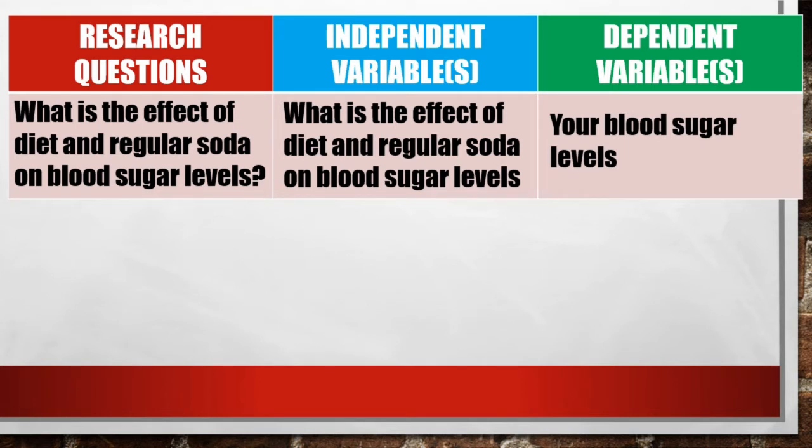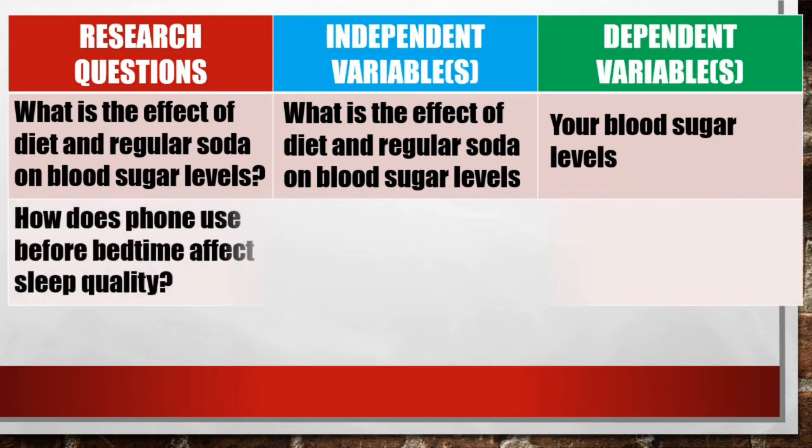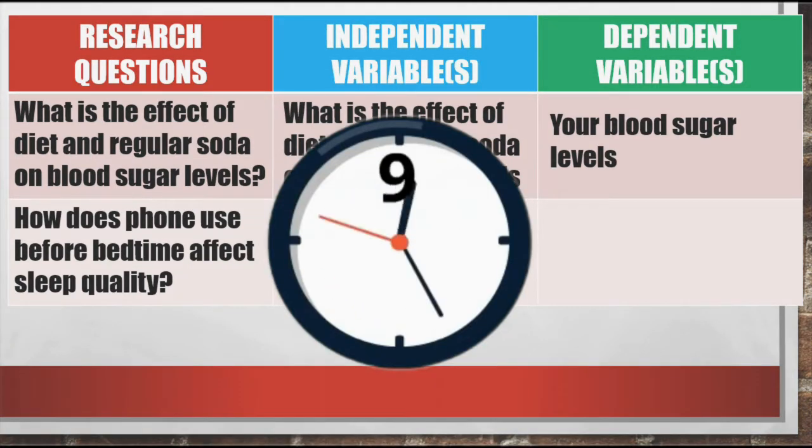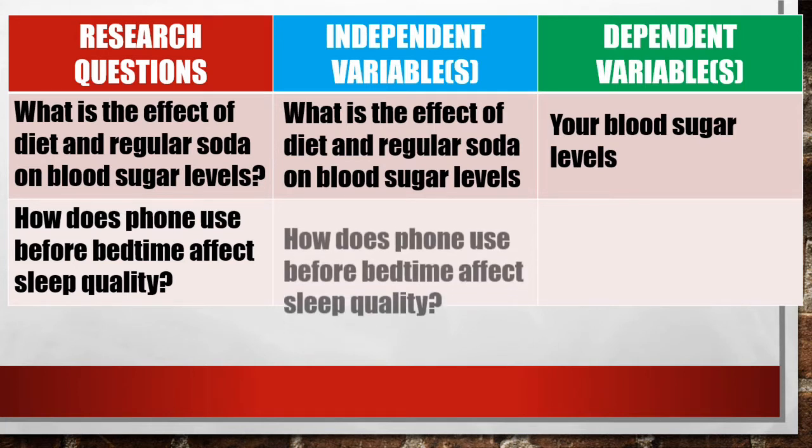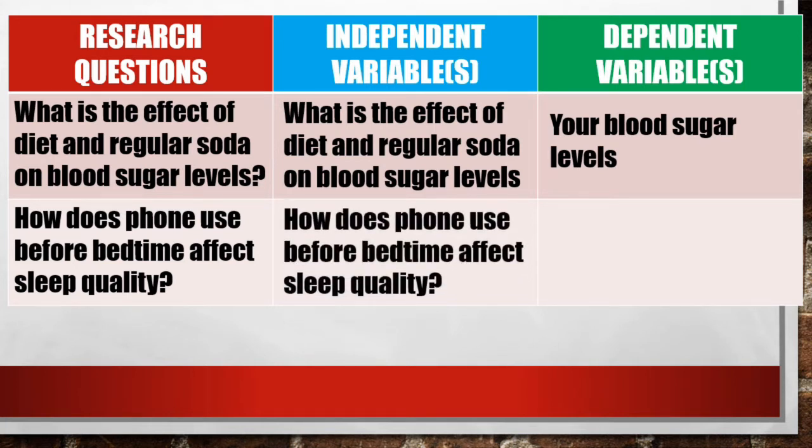Research question number 2. How does phone use before bedtime affect sleep quality? Time's up. The independent variable is phone use before bedtime. And the dependent variables are the number of hours of sleep and quality of sleep.